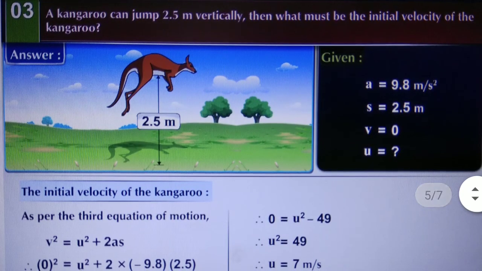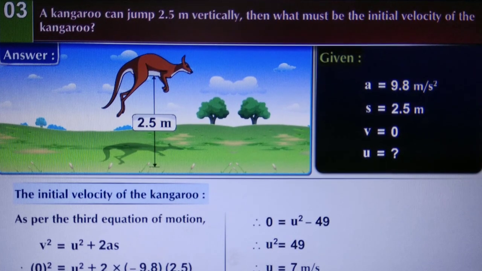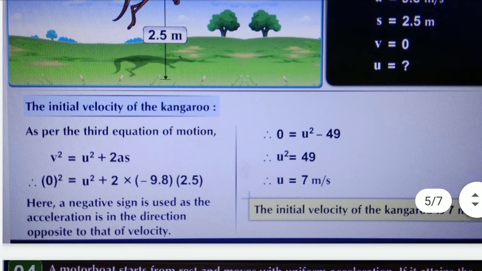Here what is given? s is equal to 2.5 meter. We have to find out the initial velocity, and after reaching a certain height, the kangaroo will stop and come down. Therefore, the final velocity v is equal to 0. And here g, that is a, is equal to 9.8 meter per second square. We have to find out u, the initial velocity of the kangaroo.